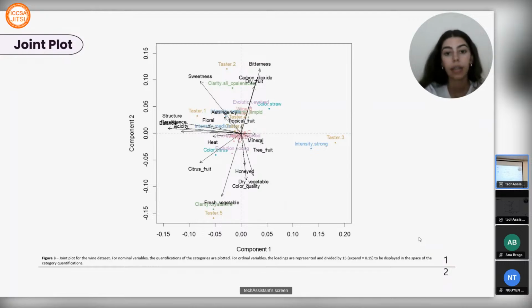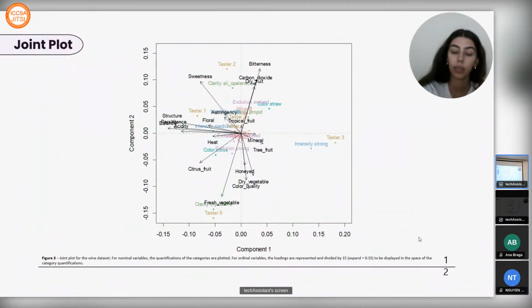Also, the tasters can be grouped according to the characteristics they evaluated, as the variables they are close to on the graph significantly influence their evaluations. Tasters 1 and 3 are associated with the first component, tasters 2 and 5 with the second component. Tasters 4 and 6 are close to each other, indicating similar evaluations, but are located near the origin of the graph, which does not allow for significant conclusions.